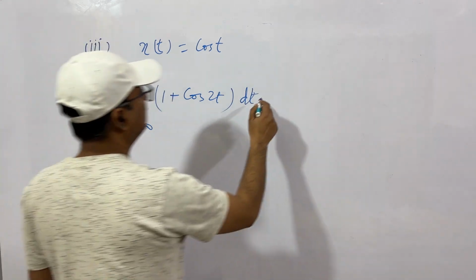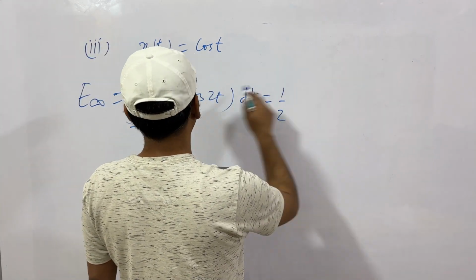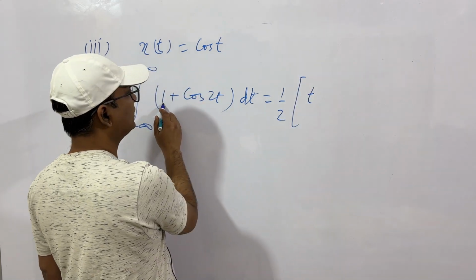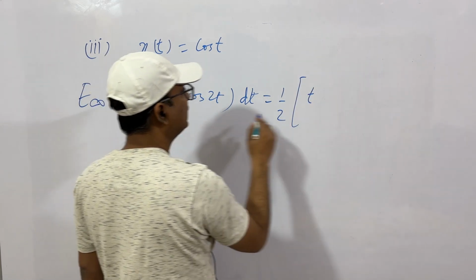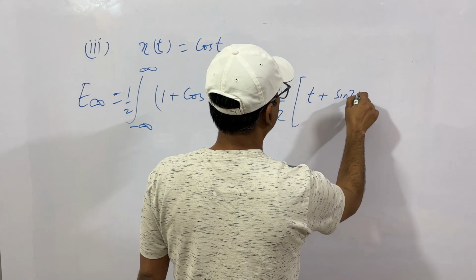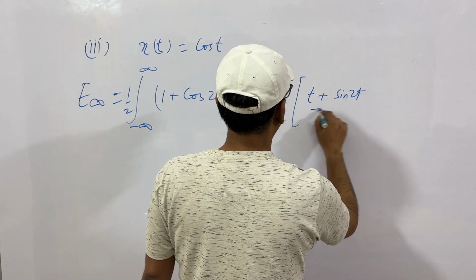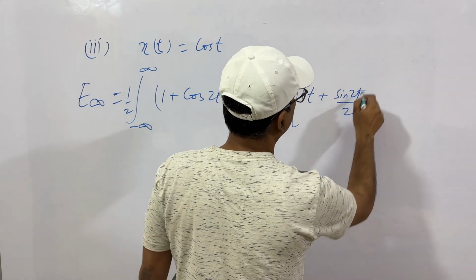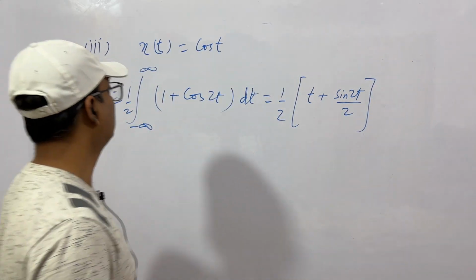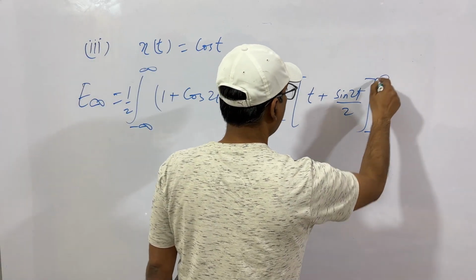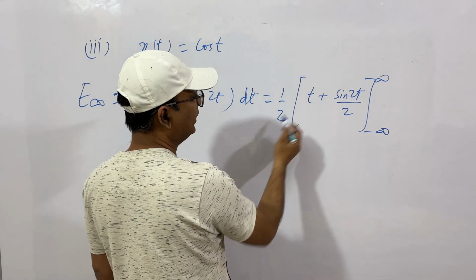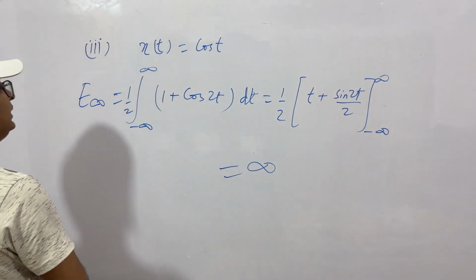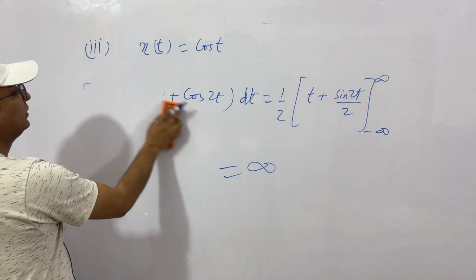What is this? This will be half. What is the value? If you integrate this dt, it will be t, and this will be sin 2t by 2, and the limits will be minus infinity to infinity. See, this is t. So what value will we have? Infinity. So we have E infinity as infinite.